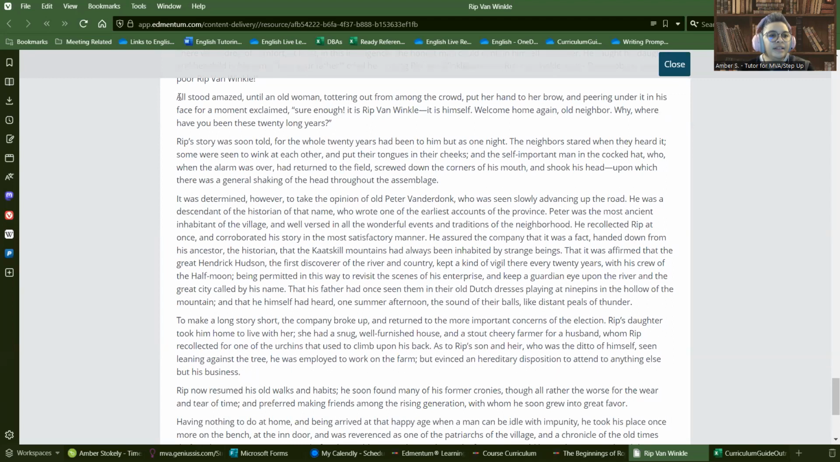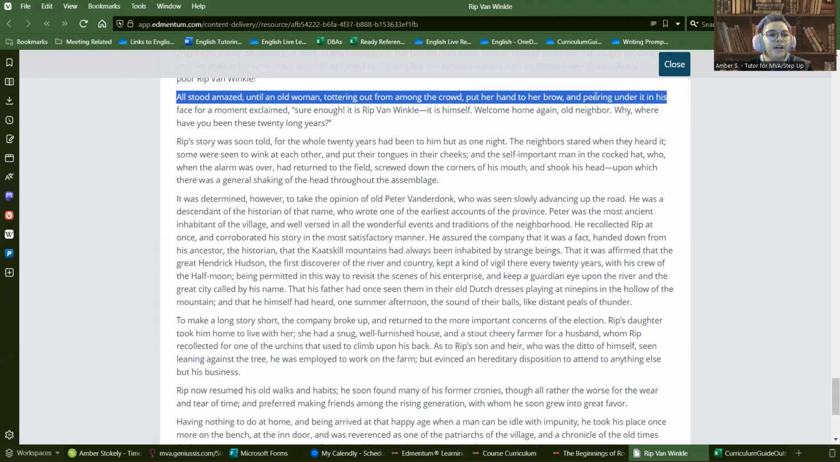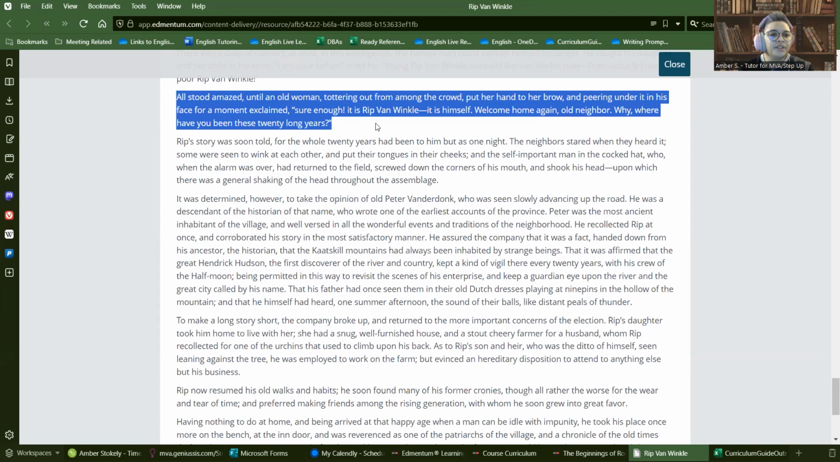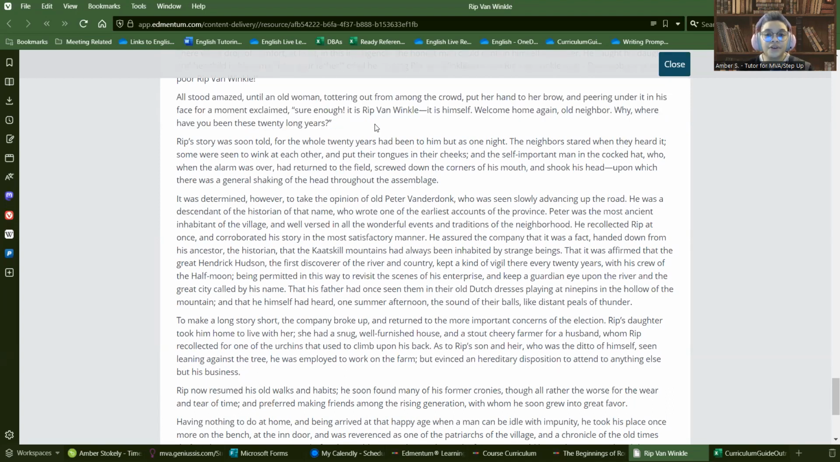And it says, they all stood amazed until an old woman, tottering out from among the crowd, put her hand to her brow, and peering under it, in his face a moment, exclaimed, "Sure enough, it is Rip Van Winkle. It is himself. Welcome home again, old neighbor. Why, where have you been all these long years?" So he was confused at first. Nobody knew who he was.